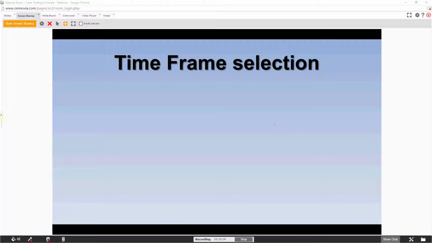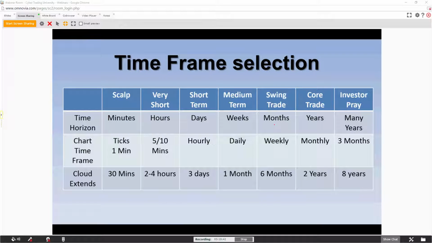So let's talk about time frame selection, okay? Time frame selection is very important. Do you see a slide on this PowerPoint that says time frame selection? It's got a lot of little boxes on it. I just want to make sure we're all looking at the same thing here. Just give me some yeses here. All right, cool.